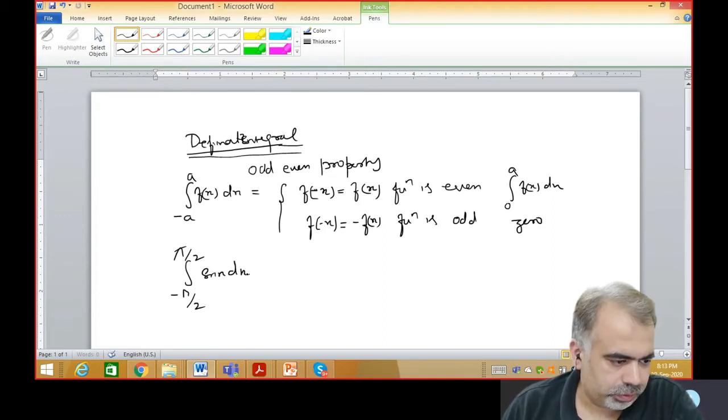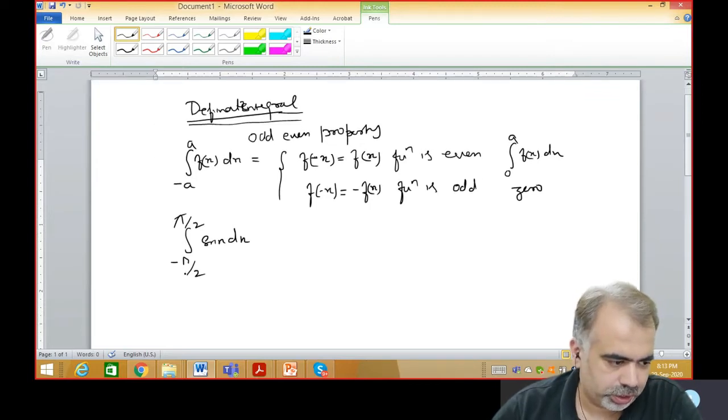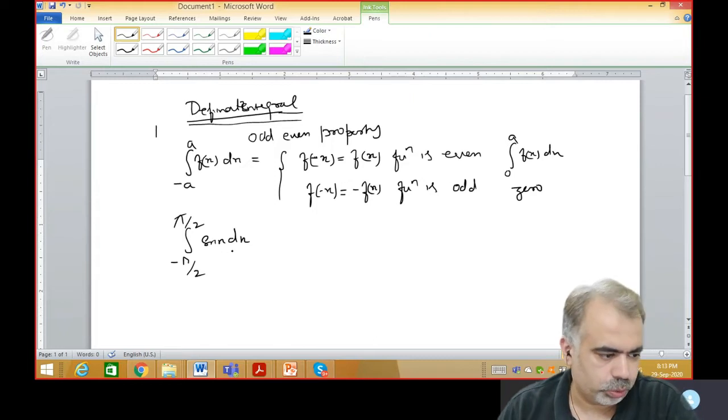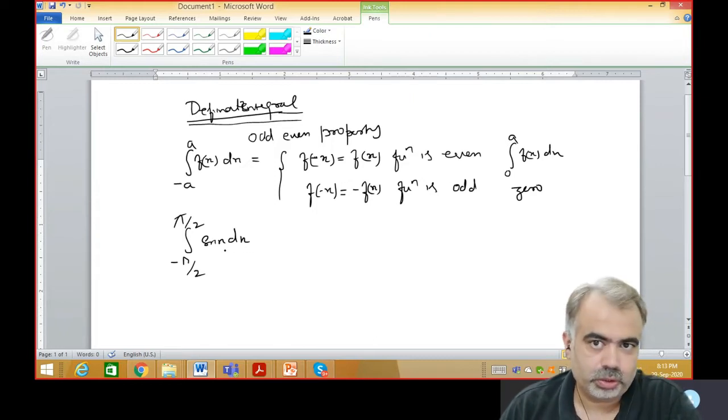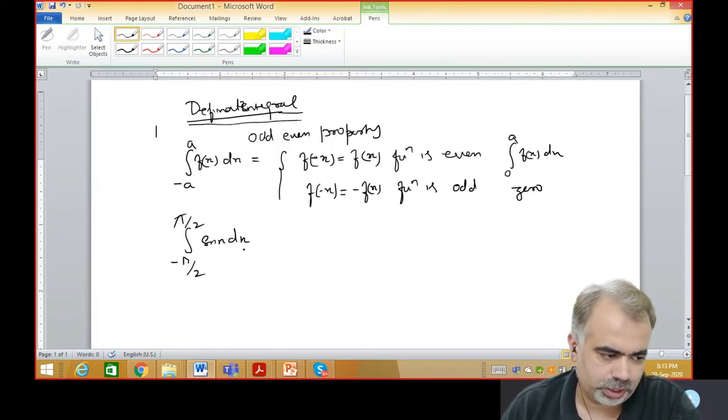What do we have to do for this kind of question? You need not do the integration straight away. Like in other forms, we generally do the integration of sin x, which gives cos x, or of cos x, which gives sin x. But here you need not perform the integration. First of all, you have to check whether this function is odd or even. So for that you have to do it like this.